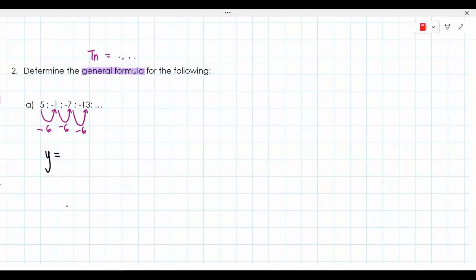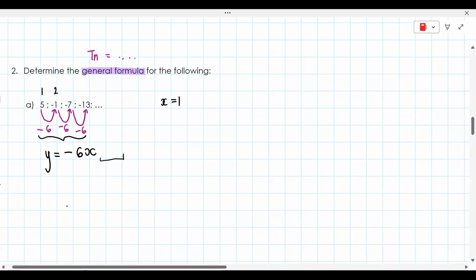If we want the general rule, and I just do it in terms of y and x, I have said to you that the first thing we always do is we take whatever it is that we're adding or subtracting the same each time, and we times that by x. So we've got -6 times x. Now I want to double check if there's anything I should add or subtract to that to get my output. These are all our input values, so these are our x values. My input values are 1, 2, 3, 4. It's the term number that I'm looking for.